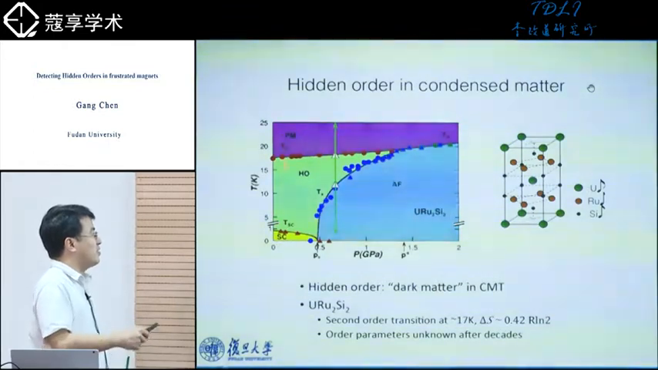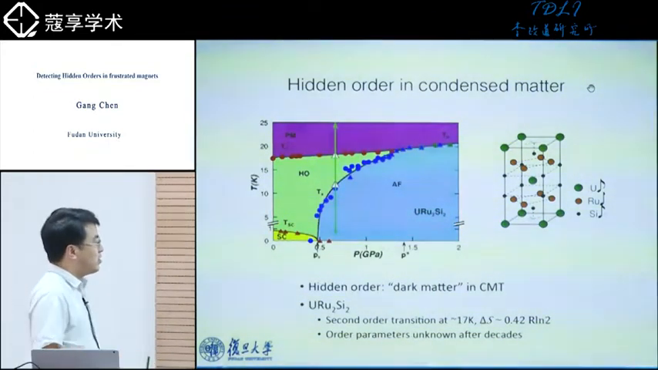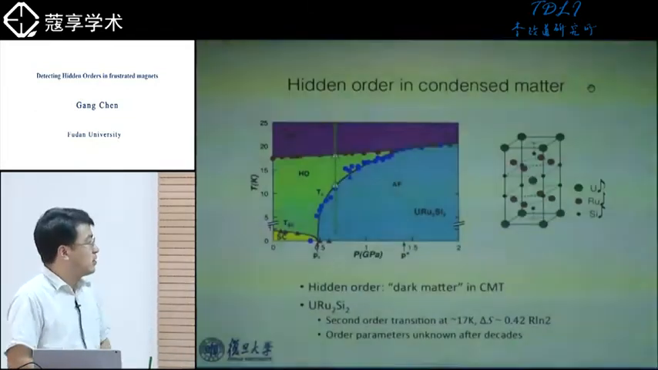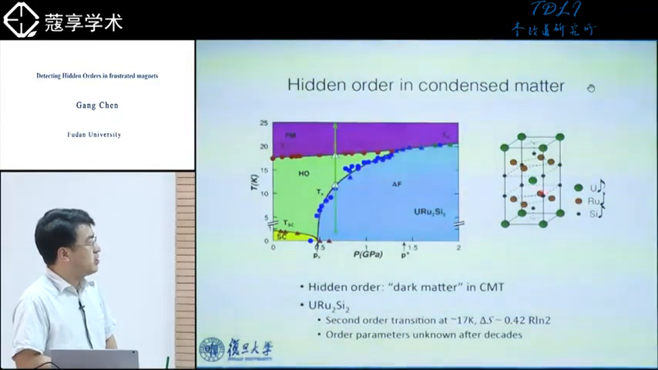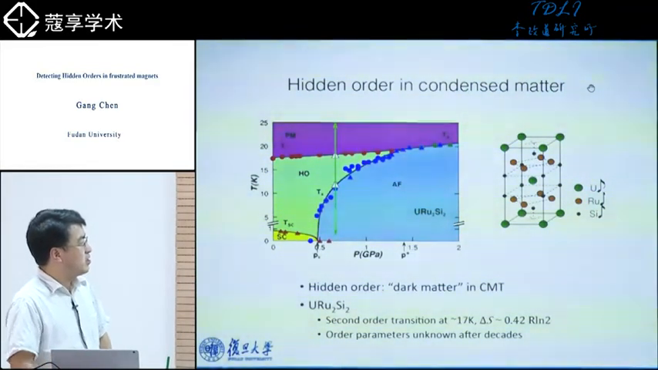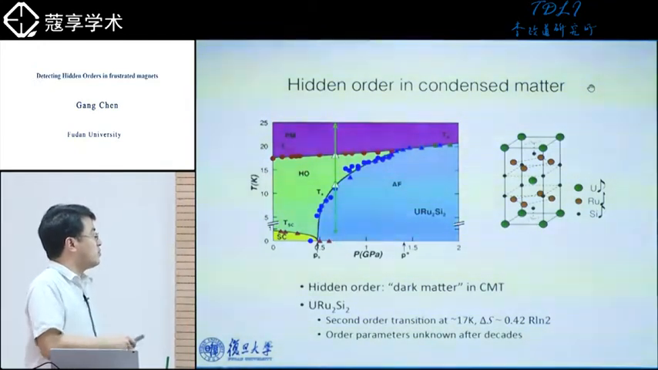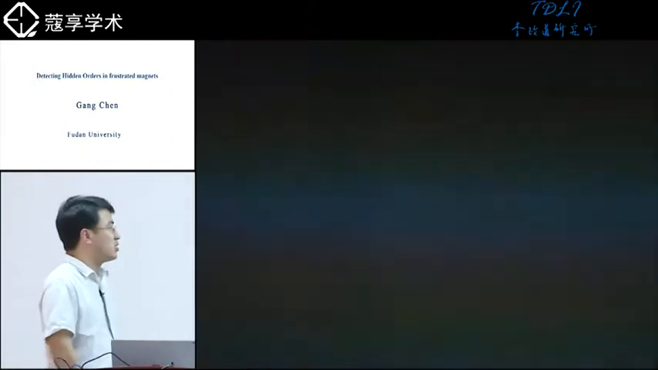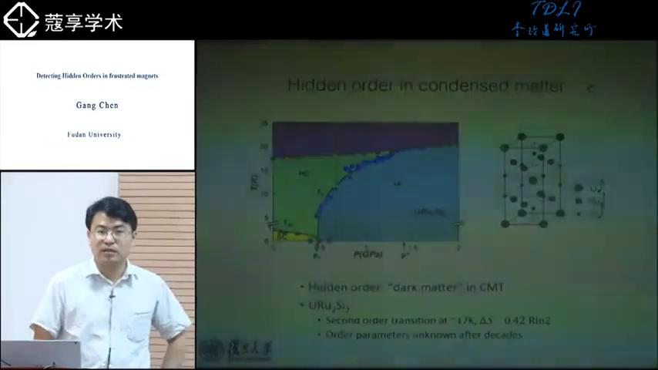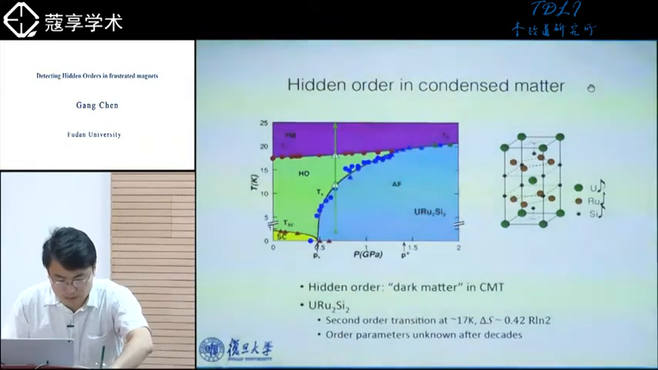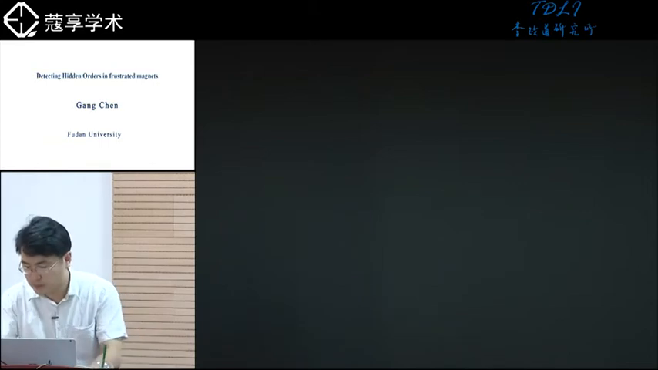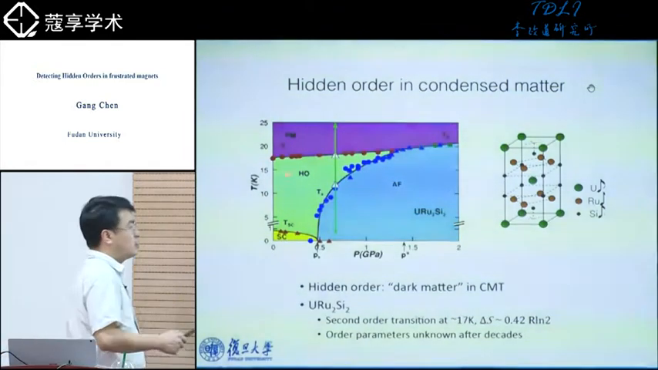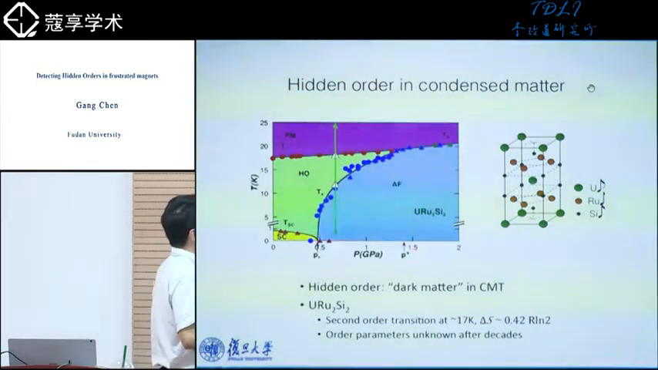So this is the experimental phase diagram, and this is the structure. This is uranium, ruthenium, silicon. They form this three-dimensional lattice. This is a temperature-pressure plot.